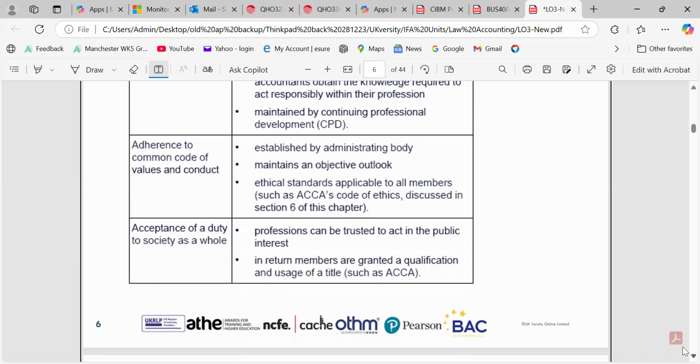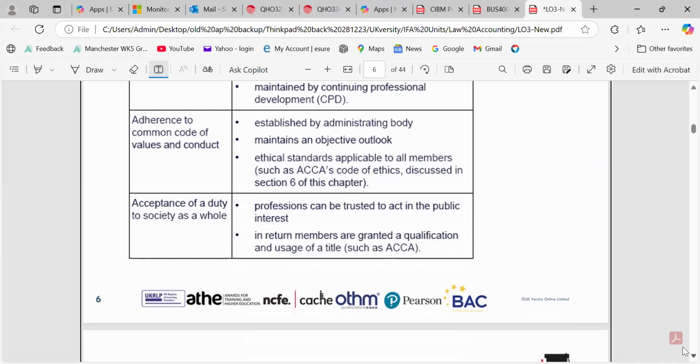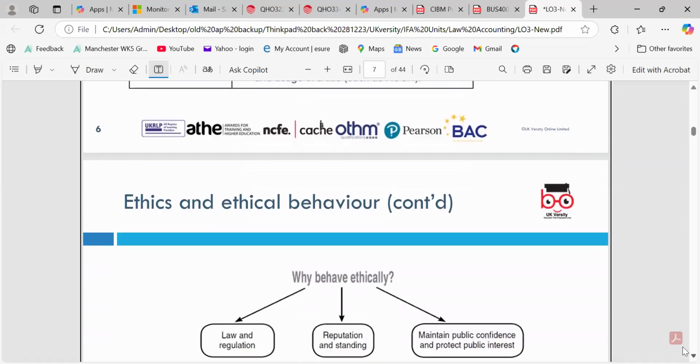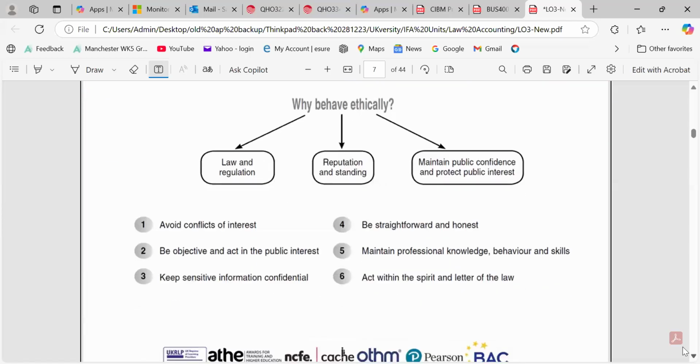We need a common code of values, established administrative bodies, and to maintain the objectivity of the books. We need to look at the code of ethics, whether your ACCA or any other awarding body has one, so we will be fully compliant with the compliance rules. So public interest, and the return of the member, and granted the qualification and use of the title. So ethics, which we discussed: the moral principle, behave ethically, follow the legislation, protect reputation and standing, and maintain public confidence. After the Enron scandal, public confidence in companies was very low. The company's fraud was multi-million, and companies have been sold for £1, like Peacocks and a number of clothing companies in the past. To avoid conflict of interest, be objective, act in the public interest, be straightforward, honest, and maintain professional knowledge and behaviors.